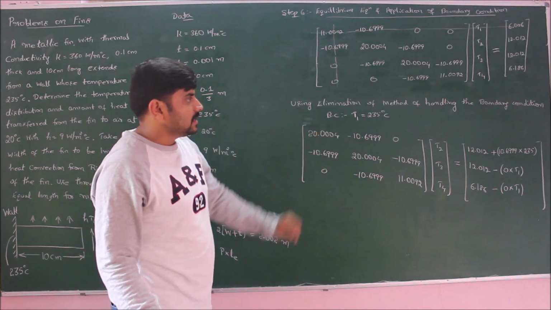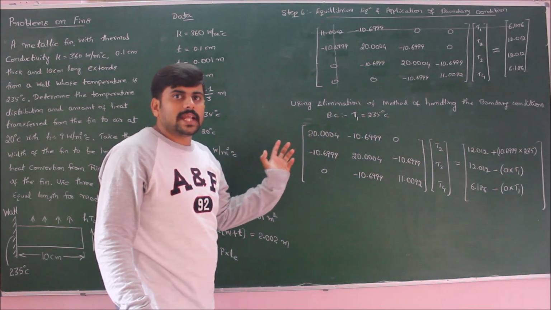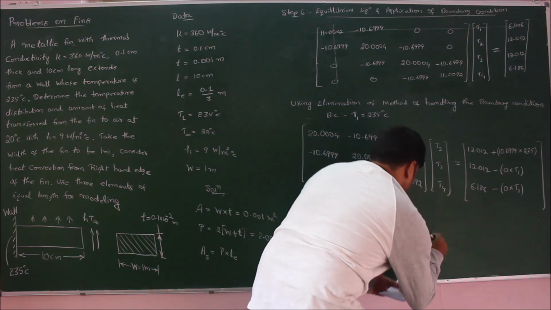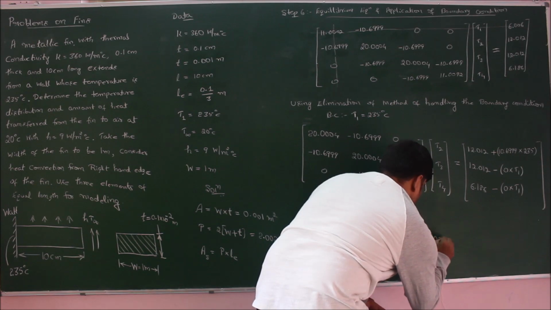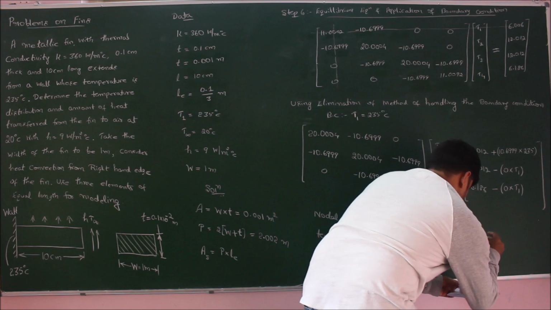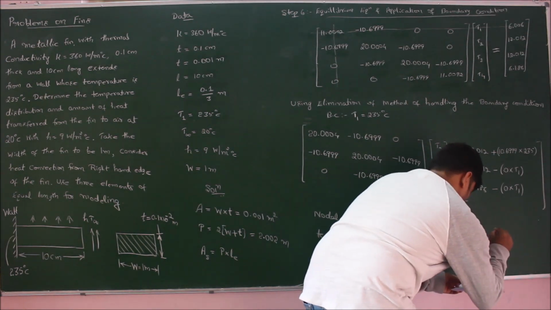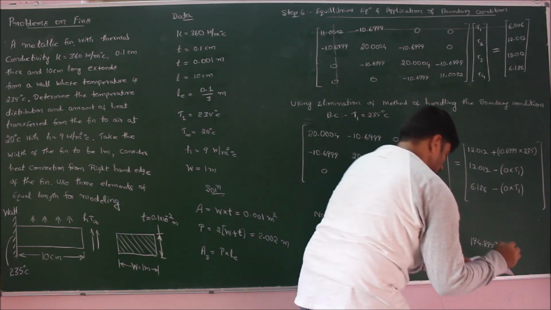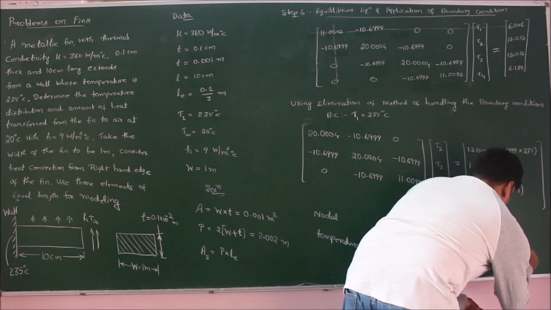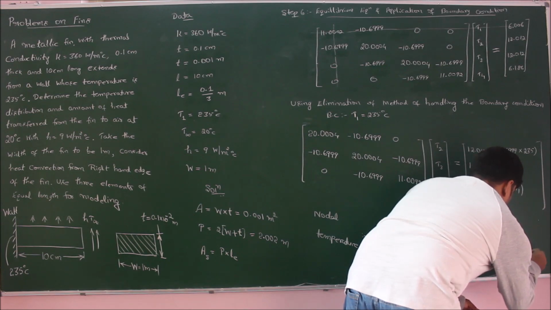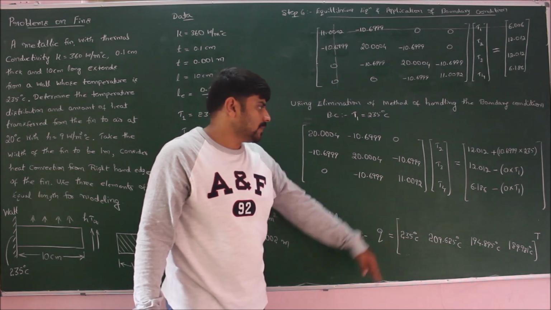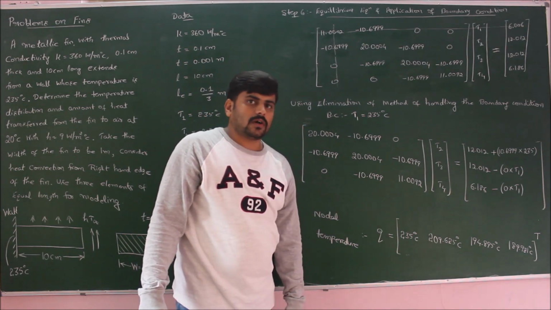Now if I solve this matrix with equations with 3 unknowns, I will get the values of T2, T3, T4 as T2 is equal to 209.625 degrees Celsius, T3 is equal to 194.895 degrees Celsius, and T4 is equal to 189.981 degrees Celsius. Since the nodal temperature matrix is a column matrix, we should take the transpose of this.